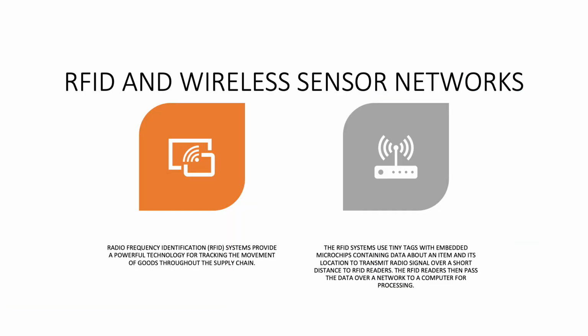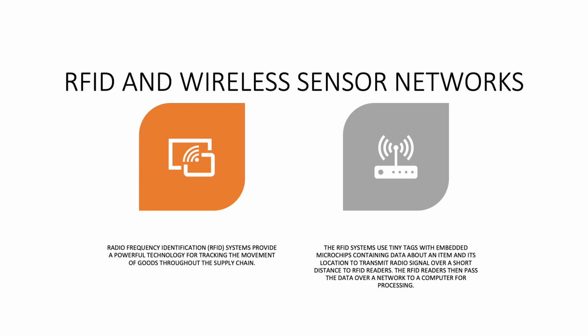So next, the RFID and wireless sensor networks. Mobile technologies are creating new efficiencies and ways of working throughout the enterprise. In addition to the wireless systems we have just described a while ago, radio frequency identification systems, or the RFID, and the wireless sensor networks are also having a major impact.